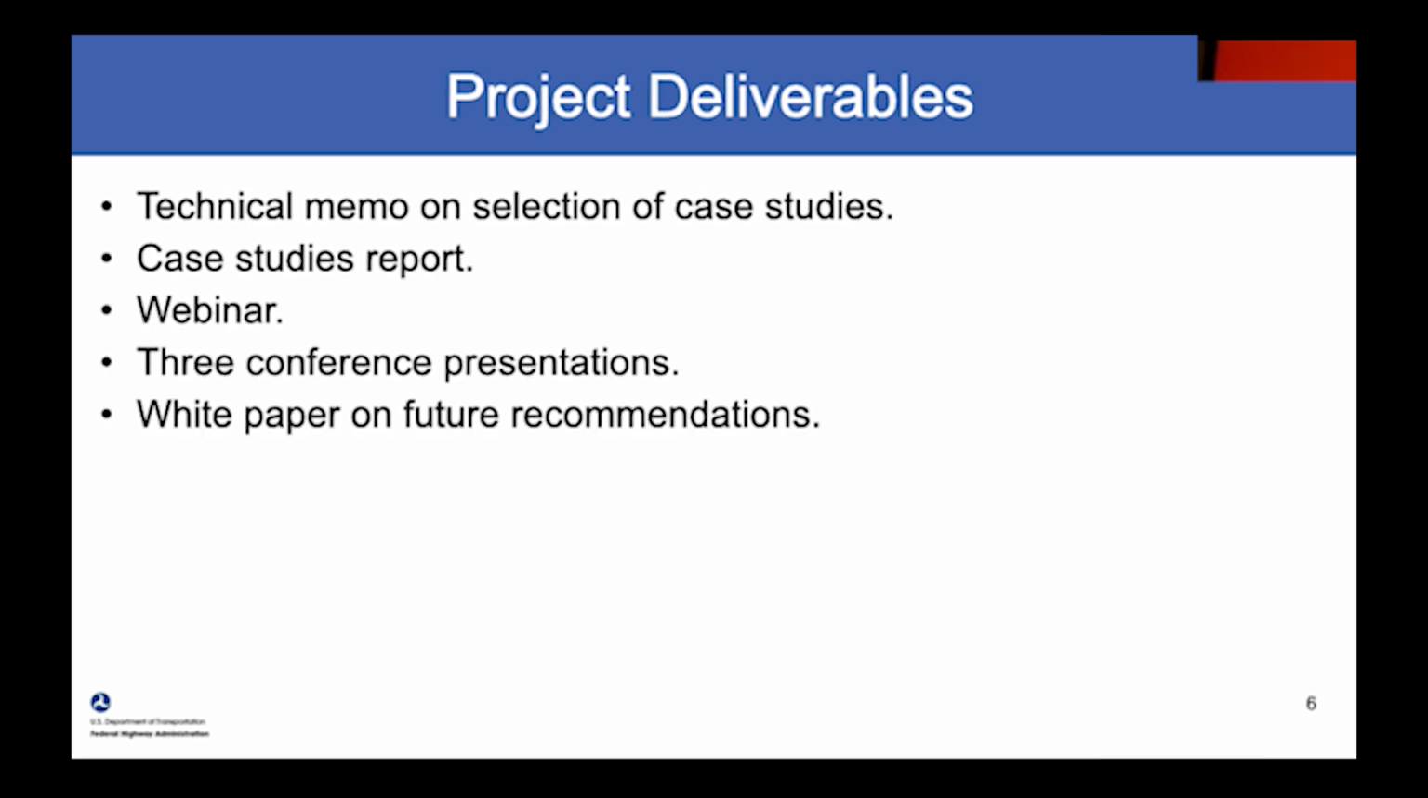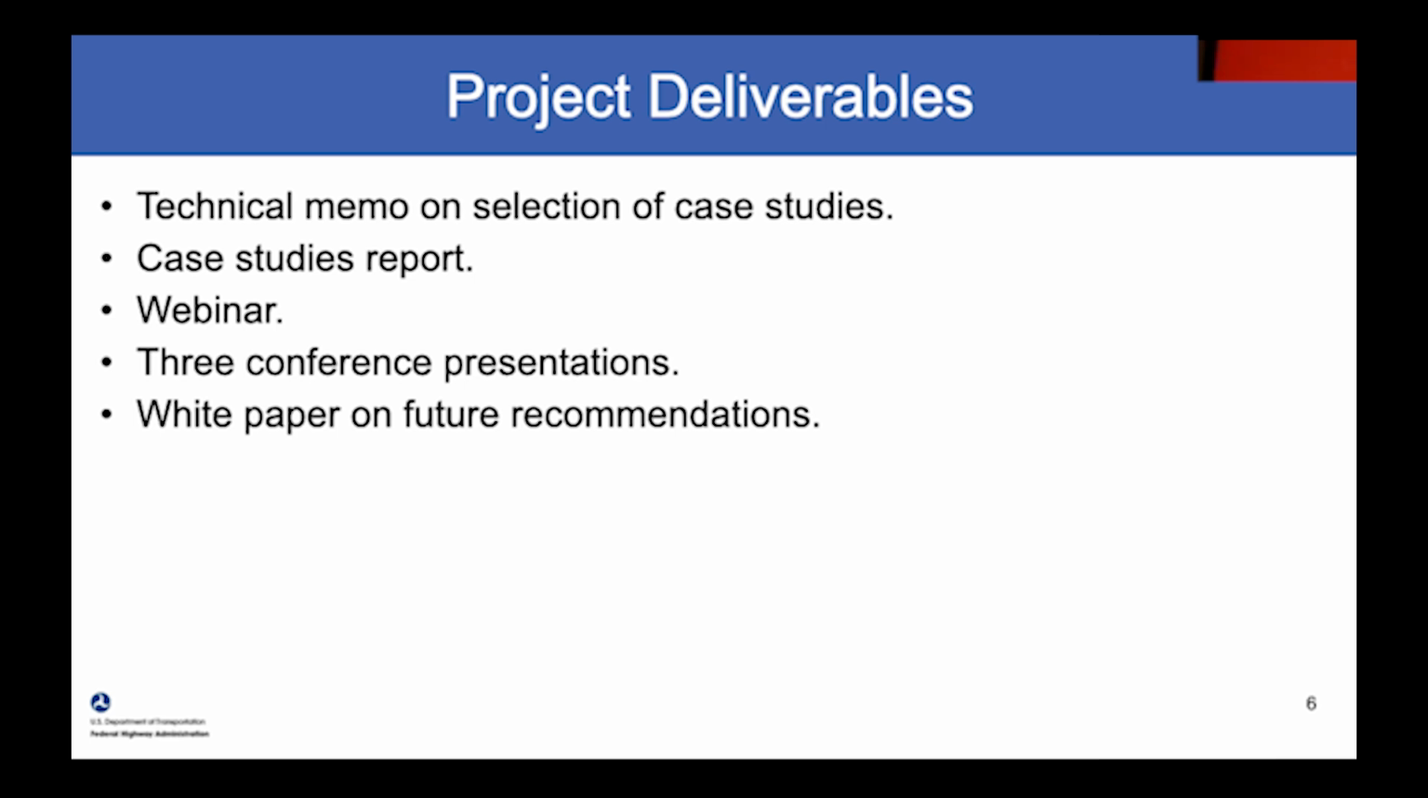So again, the project pertained to case studies intended to show the benefits of the TAT Volume 3, the 2019 method. And so the case study project included deliverables such as a case study selection memo to try to identify the most pertinent 3 real-world case studies from across the country. Secondly, a case studies report that will hopefully be published within the next several months.